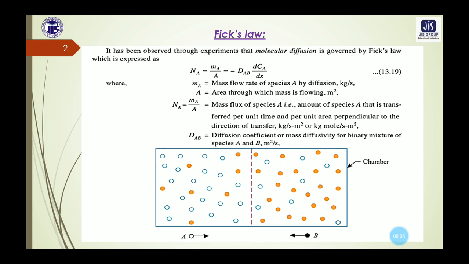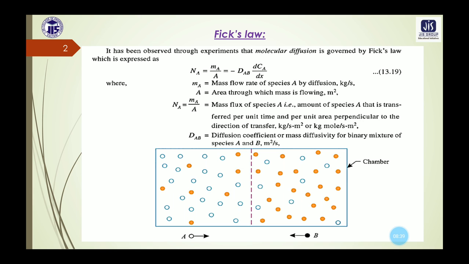So in this left compartment we can see that these blank circles are the representation of the species A. That means the left compartment has a high concentration of the species A, but the right compartment has a high concentration of the species B, which is represented by these orange circles.